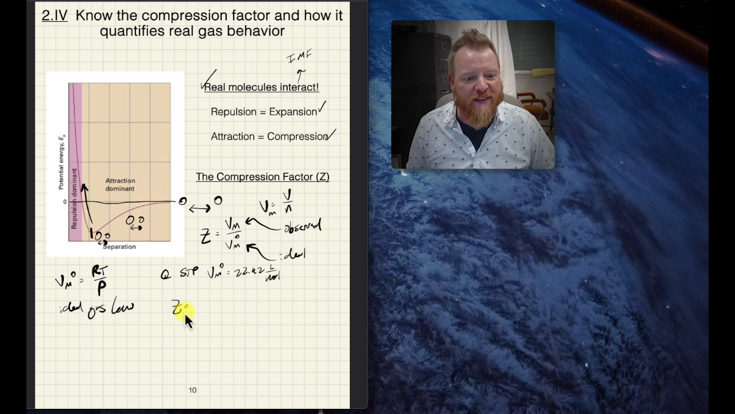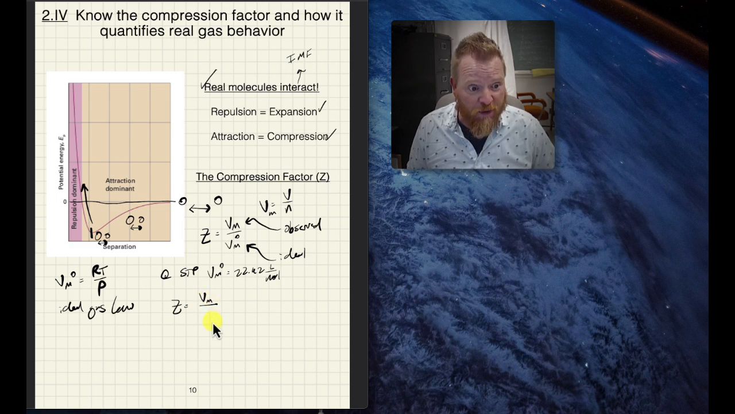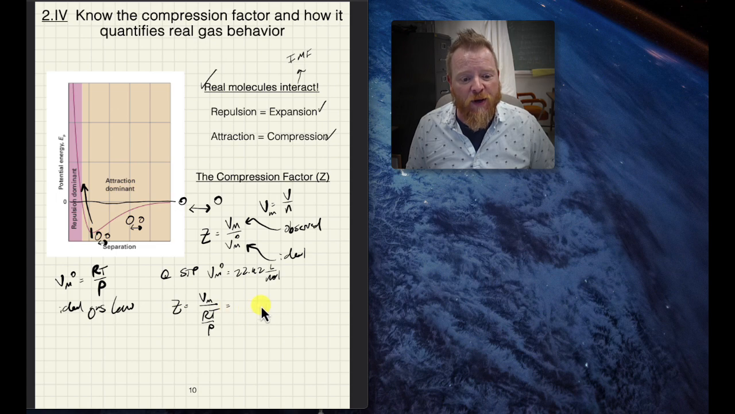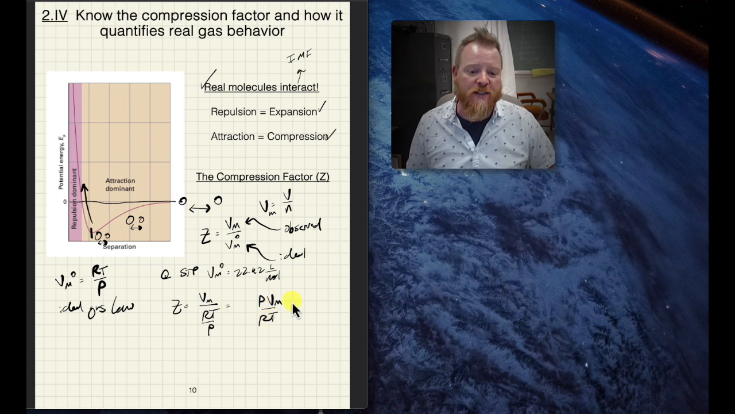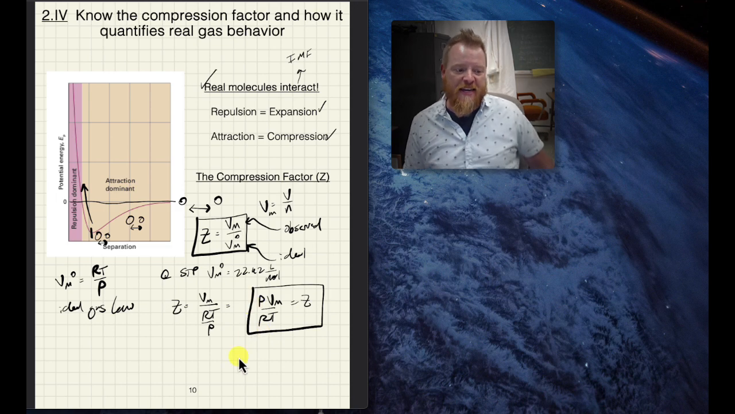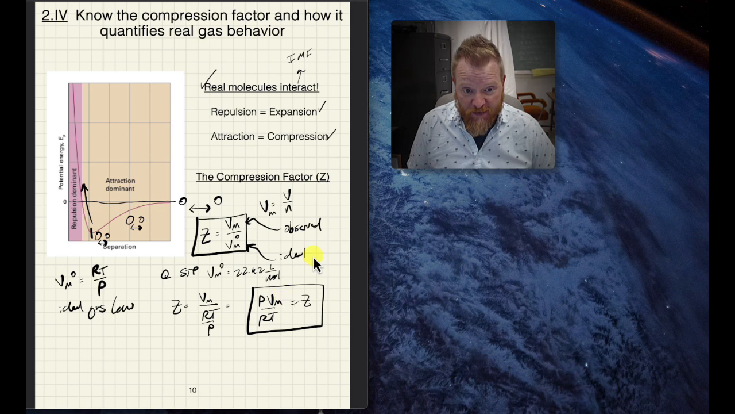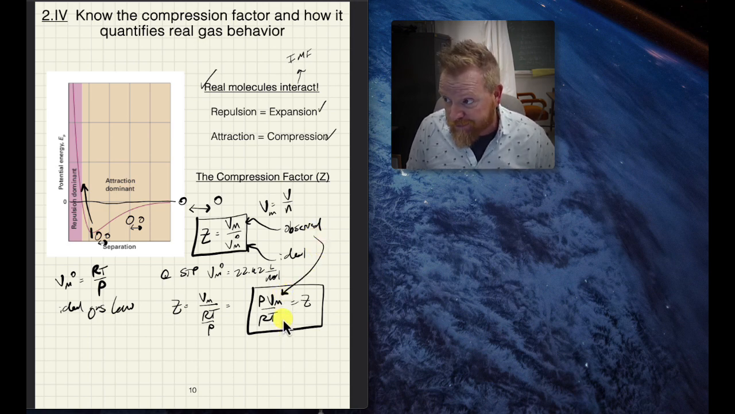So if we substitute that in here, then we arrive at the following. We can write that Z equals Vm divided by RT over P. And if we rearrange that, that's going to be P times Vm divided by RT equals Z. So two different but similar ways that we could calculate Z. And what I want to note here is this Vm in this equation would still be our observed value.